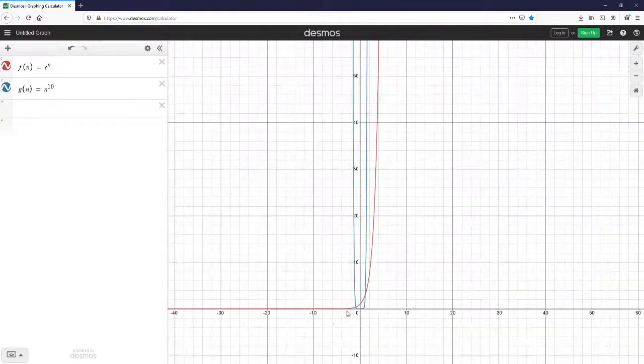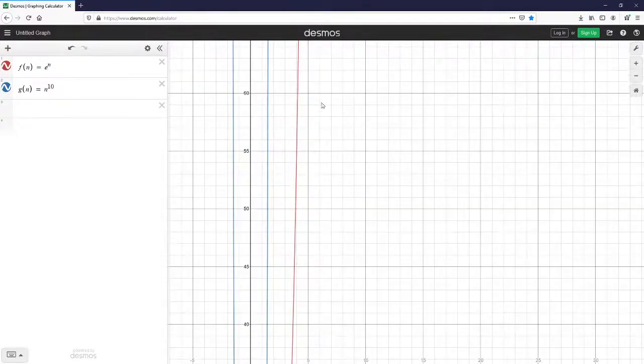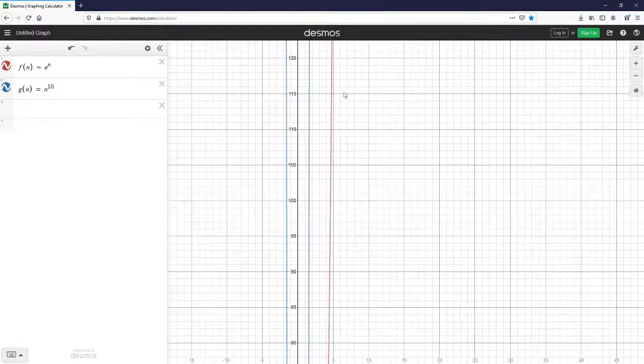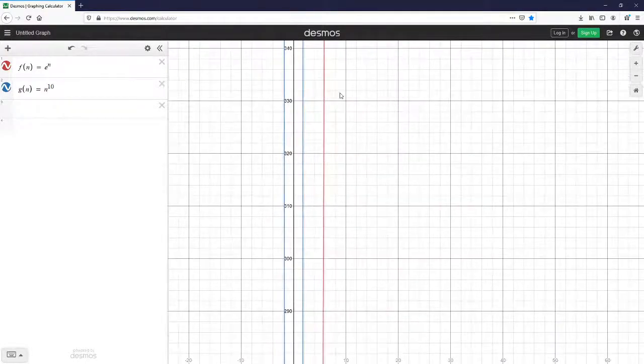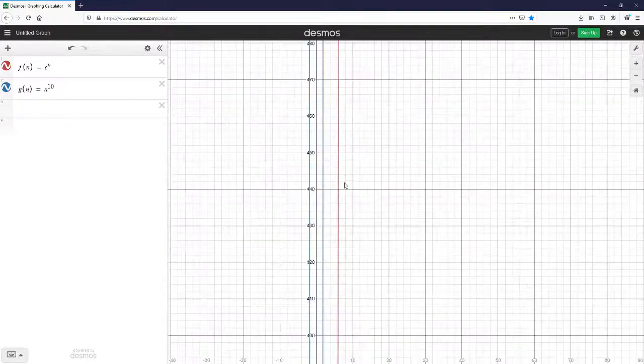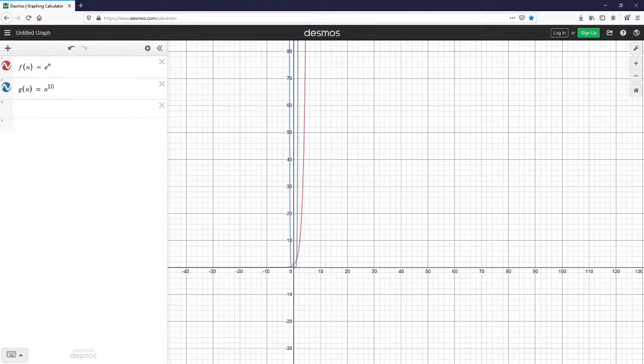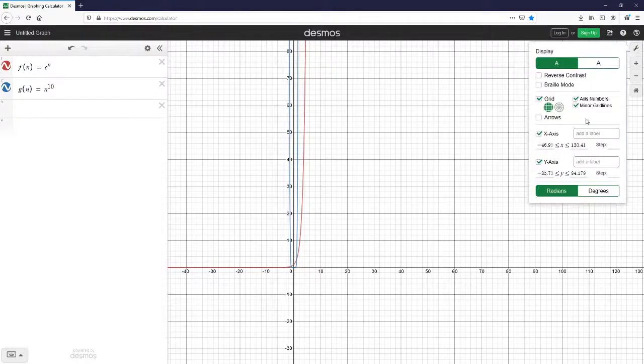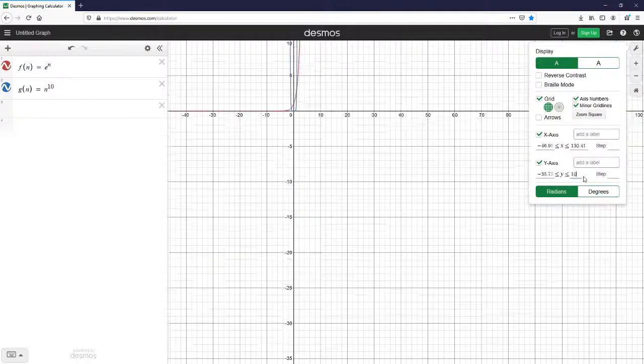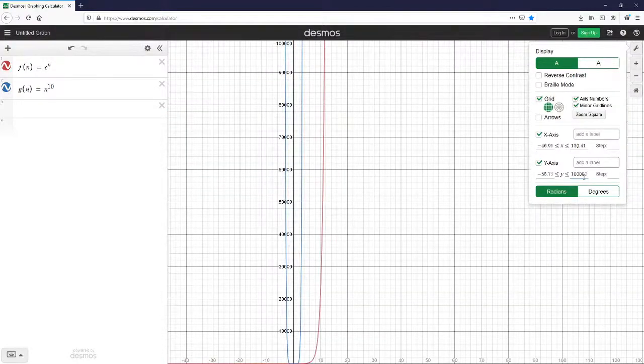Let's see, how do we do? No, actually what we have to do is go up, up, up, up, up. Let's see. Actually, when are these two going to intersect, right? So that we could actually just do that calculation. When is n to the 10th going to be equal to e to the n? And the answer is... Oh yeah, I know I can do that, but we need to figure out the actual thing. So let's set the y equal to like 100,000. Something like that.